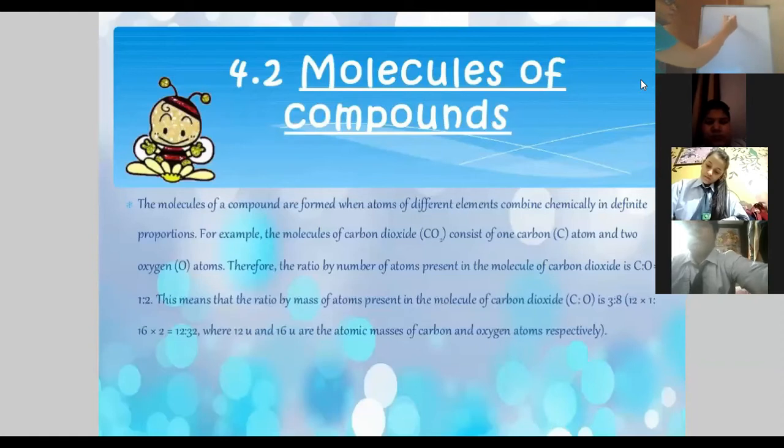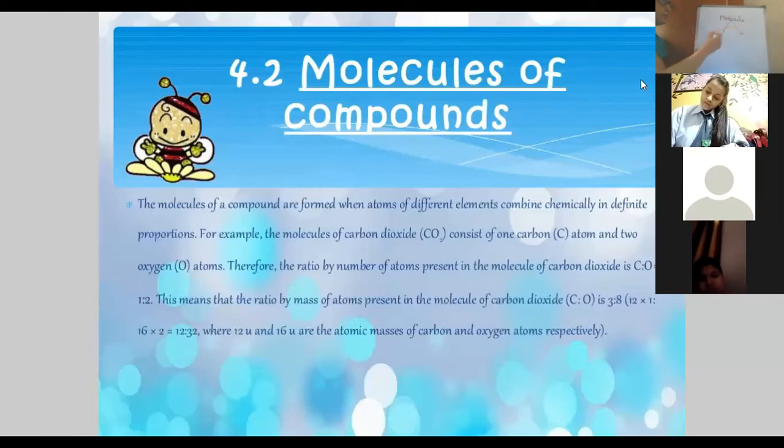We discussed that when two or more atoms get combined, they form a molecule. And we have already discussed that molecules are of two types, molecule of an element and molecule of a compound, right? We have also discussed that if two or more atoms of the same element get combined, they will form the molecule of an element, like O2, O3, P4, S8, C60.